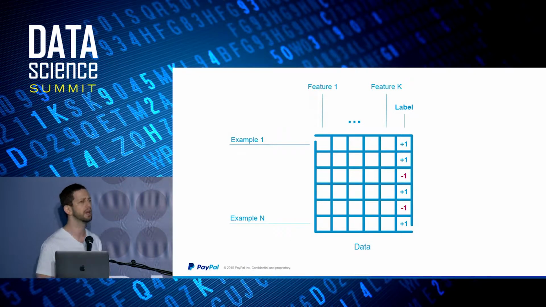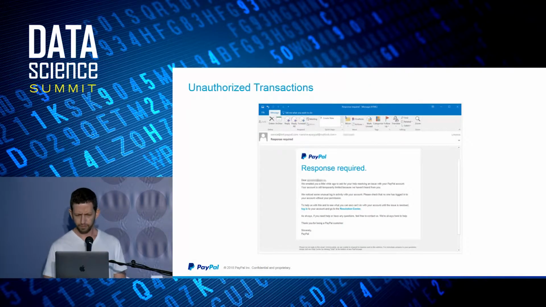So let me tell you a little bit about our use case. PayPal, as you all know, enables people to pay over the internet. Fraudsters, that's our term for the internet's bad guys, try to steal money from PayPal's users. And they try to do that in several different ways. I'm going to talk about one of them, which is something we call unauthorized transactions. It starts when a fraudster gets a hold of a legitimate user's credentials, username and password.